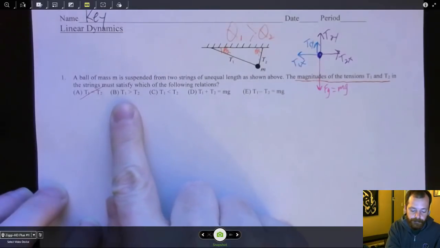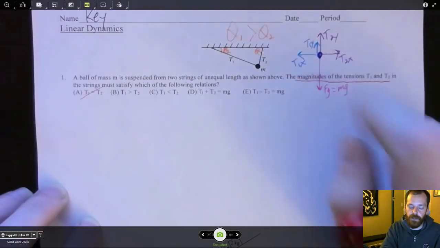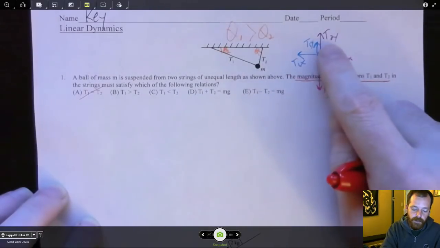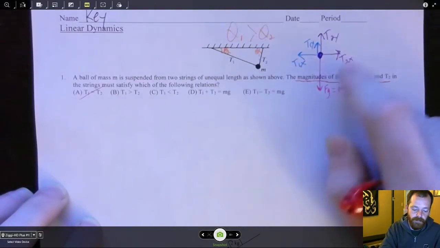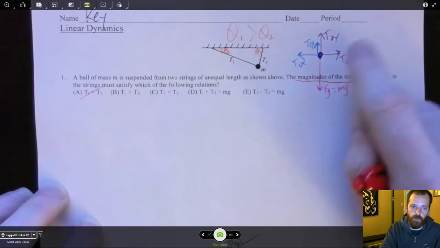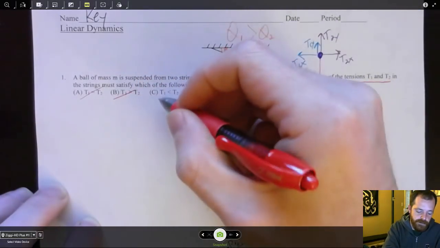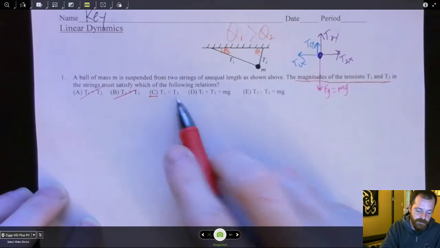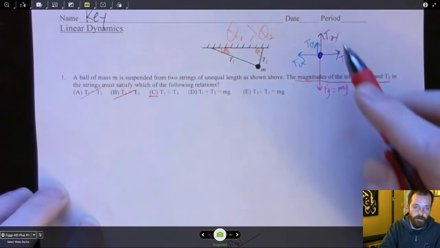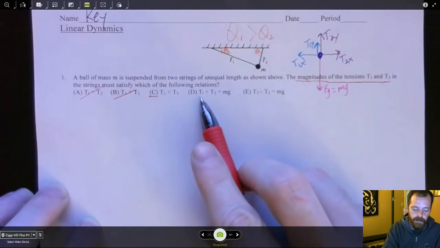Answer choice B says T1 is greater than T2. And once again, we clearly see that that's not true. T1 and T2 have equal horizontal components, but unequal vertical components due to the difference in their angles. So T2 overall must be bigger than T1. So B cannot be correct. C is looking pretty good here. T1 is smaller than T2. We basically can see that it is, so it's probably the right answer, but let's go down the line here.